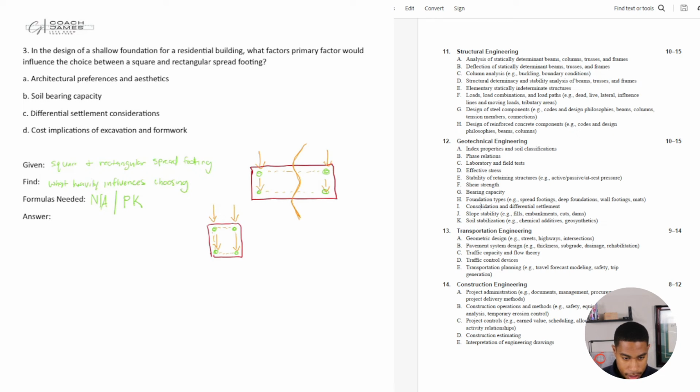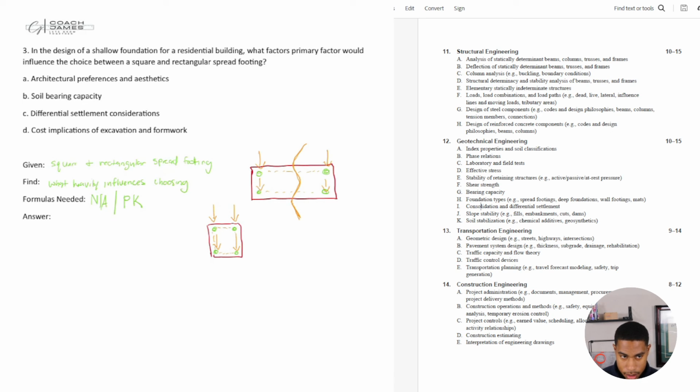Soil bearing capacity. The bearing capacity of the soil beneath the foundation is a critical factor. If the soil has uniform bearing across the entire footprint, a square footing may suffice. If the bearing capacities vary spatially, a rectangular footing can be designed to distribute the load. So if you've got different loading, more on one side than the other, you may need a rectangular footing instead of a square footing.